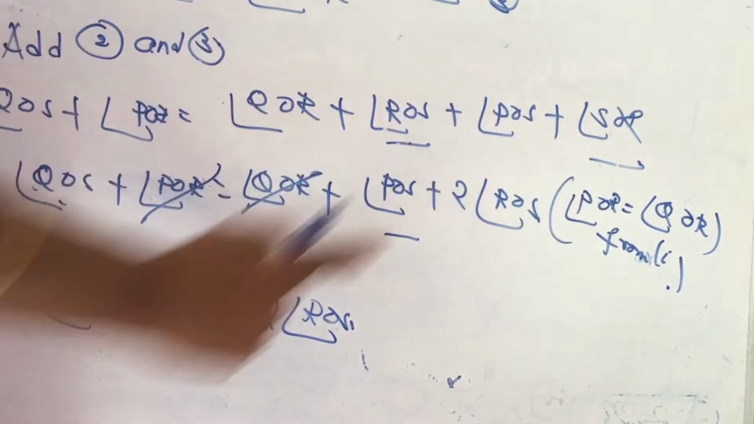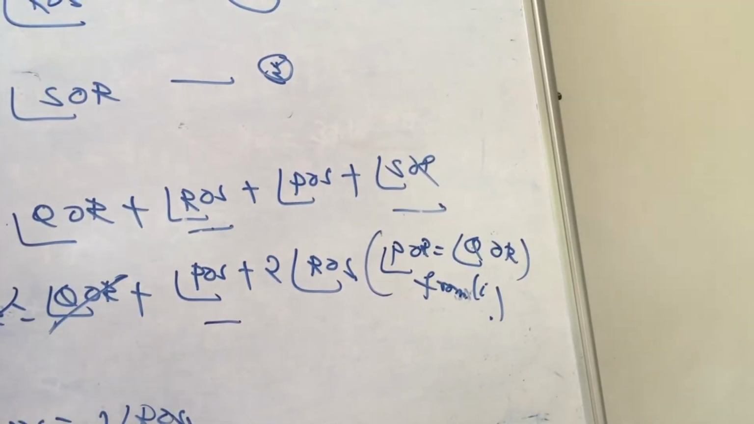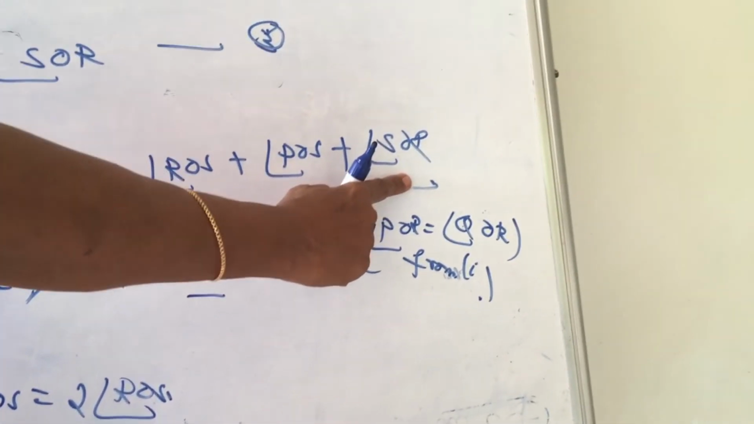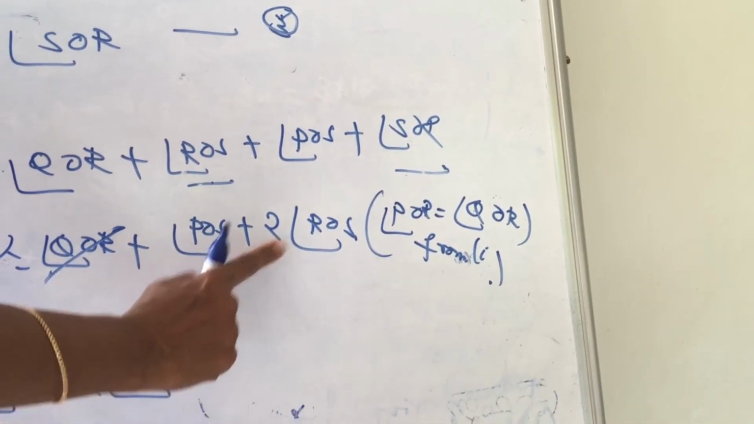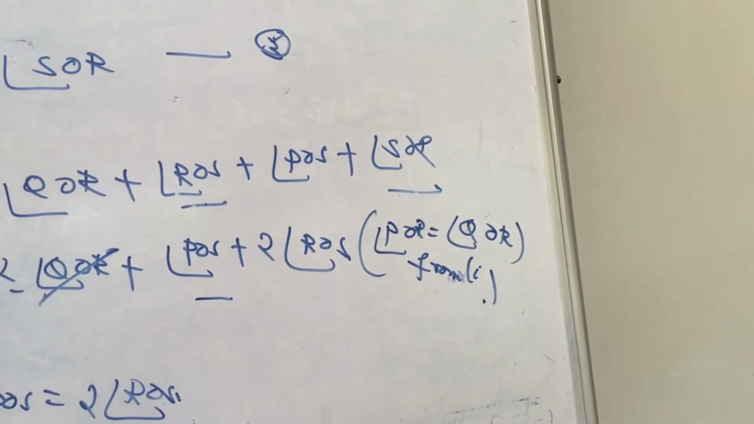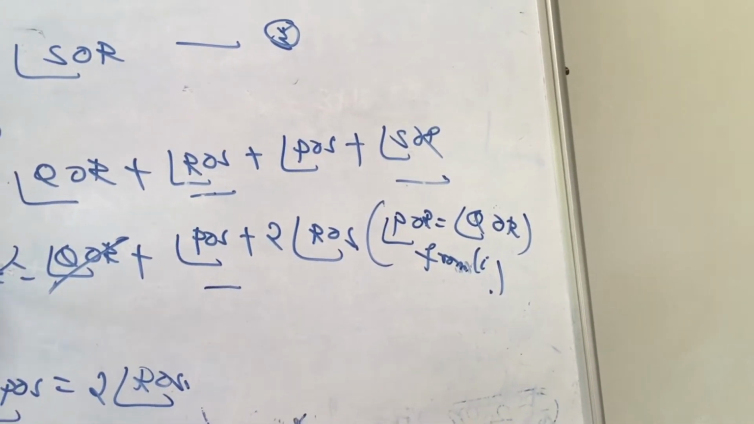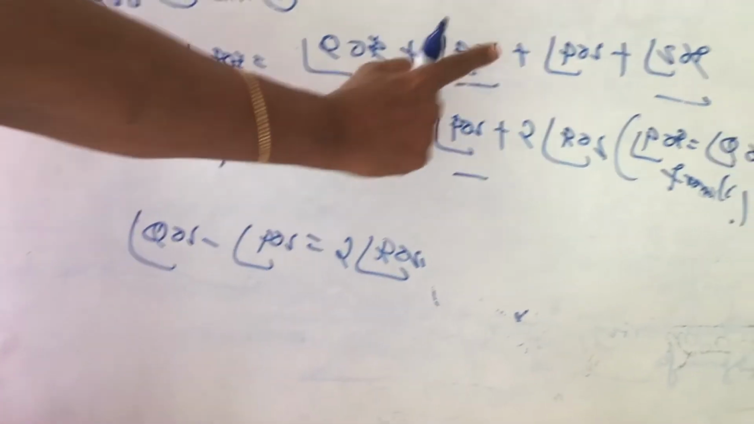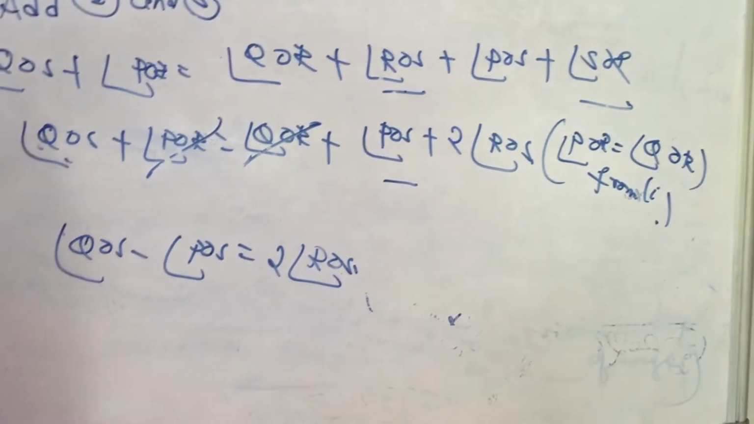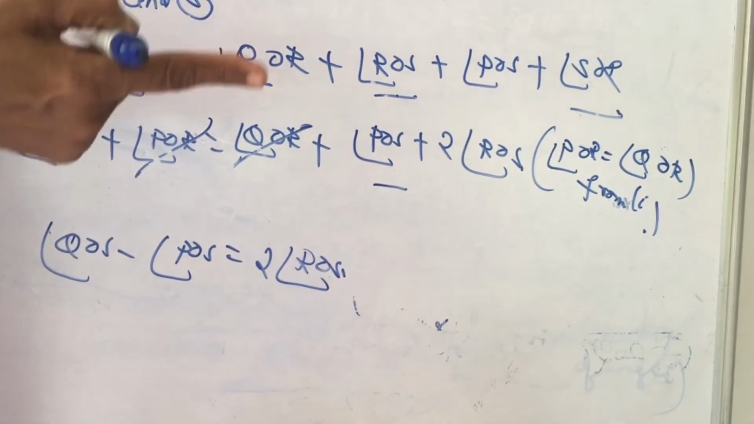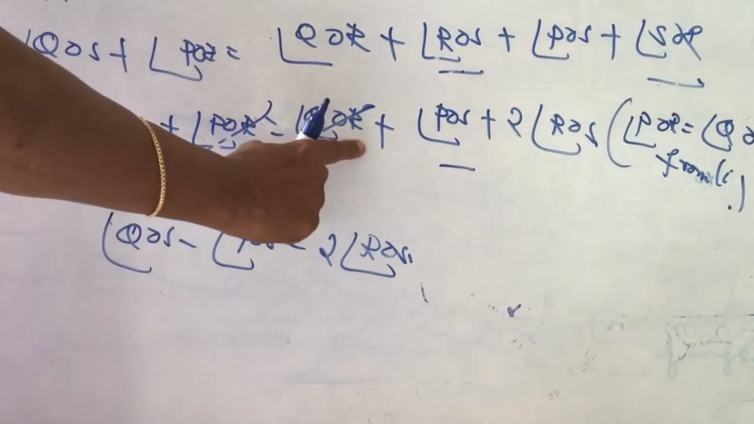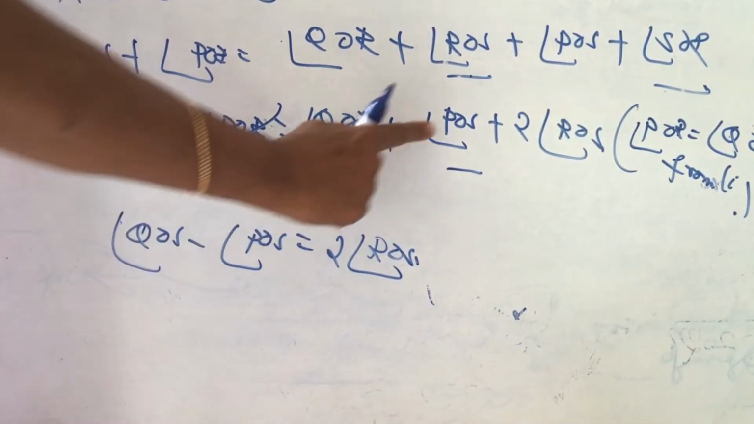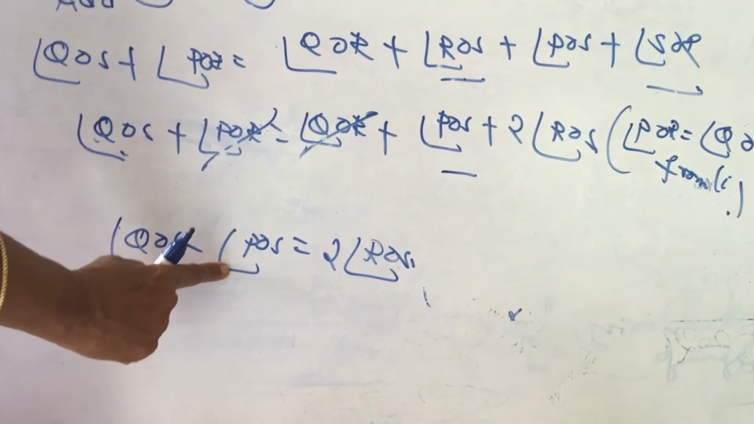ROS. What is x plus x? 2x. In the same way, children, angle ROS plus angle ROS, we call it as twice angle ROS. Observe carefully, children. Why did I cancel these two angles, POR and QOR? Because both are equal to 90. When they are equal, you can cancel. After cancellation, girls, take angle POS to left side.